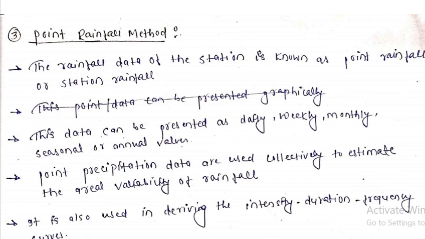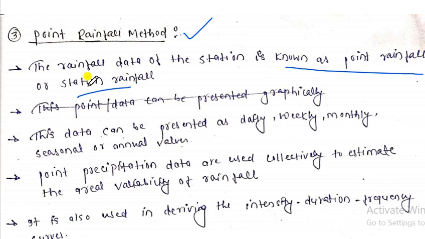Similarly it can also be represented by the point rainfall method. The point rainfall method is the simplest type of rainfall method. That means rainfall data of a station is known as point or station rainfall. So the point rainfall method is also known as the station rainfall method. In this one, rainfall data of the stations is collected and can be directly measured.